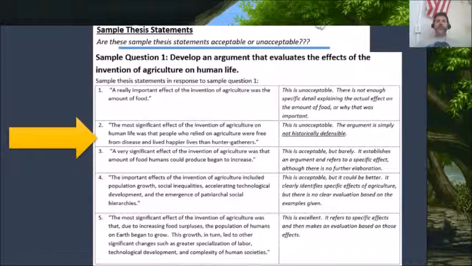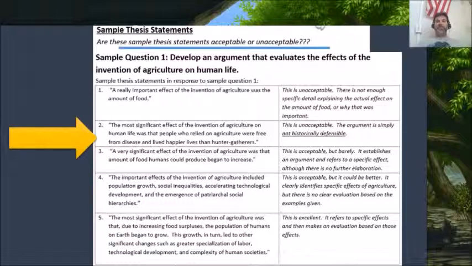Number two, the most significant effect of the invention of agriculture on human life was that people who relied on agriculture were free from disease and lived happier lives than hunter-gatherers. This is unacceptable because it's not historically defensible. It's impossible, based on the evidence about this topic, to say that people who relied on agriculture were free from disease. Obviously that's nonsense because we still have diseases now.